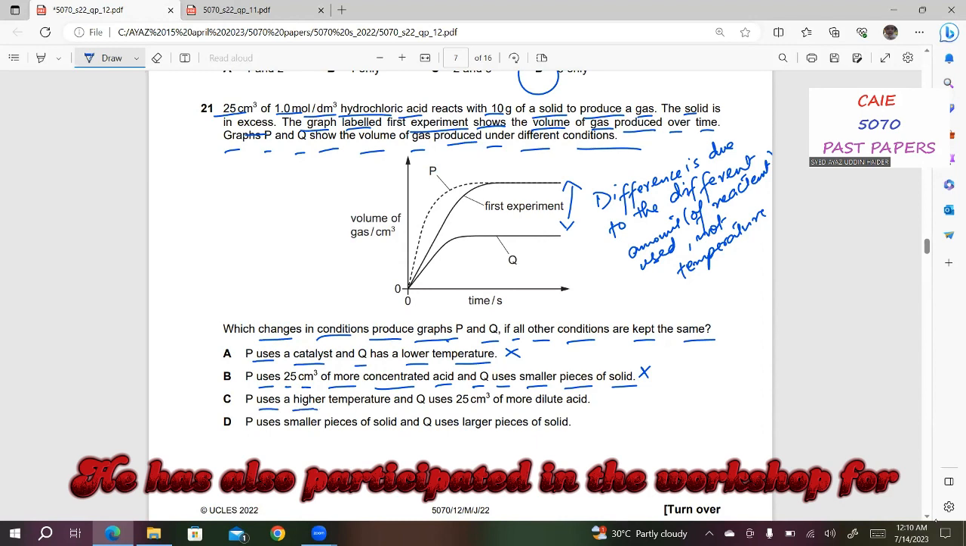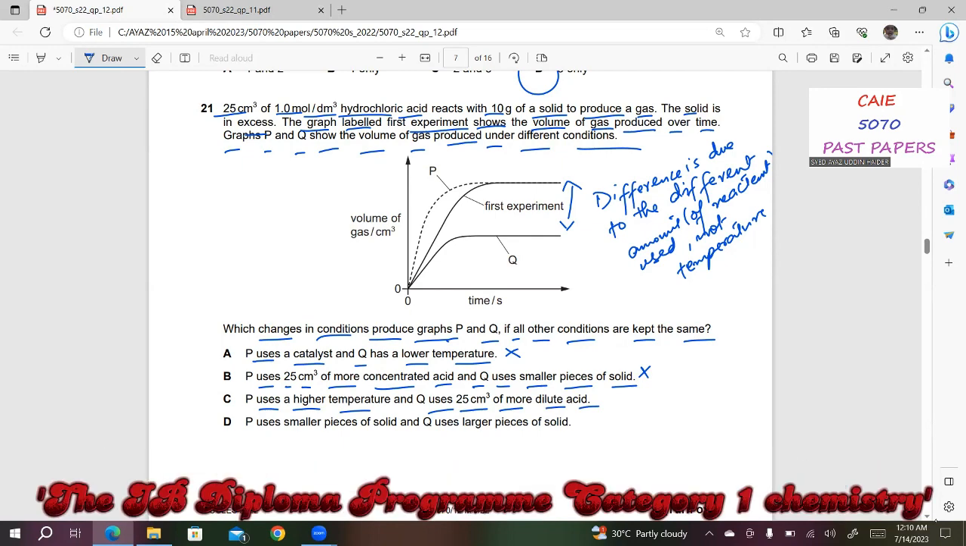C, P uses a higher temperature and Q uses 25 centimeter cube of more dilute acid. Now, in P, they are using high temperature. If you compare P with the first experiment, it can happen at high temperature. And in case of Q, there must be a difference in the amount of reactant used. And they have mentioned this, that is 25 centimeter cube of more dilute acid. So this looks correct to me.